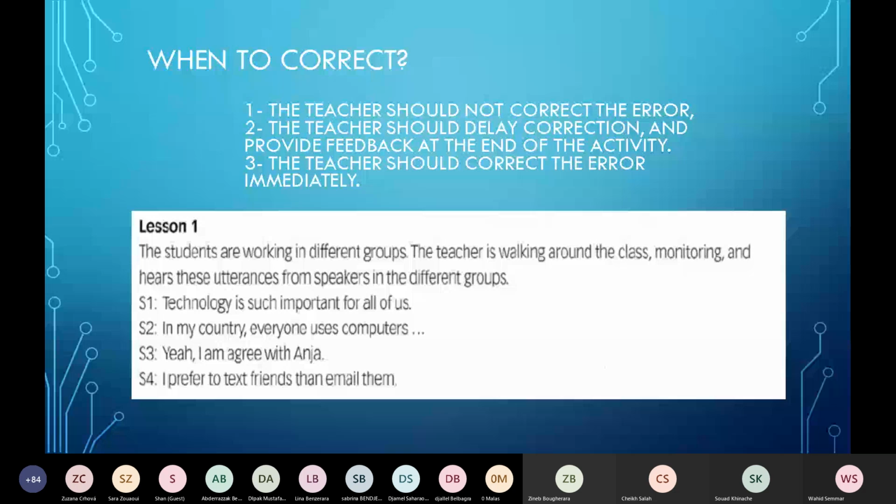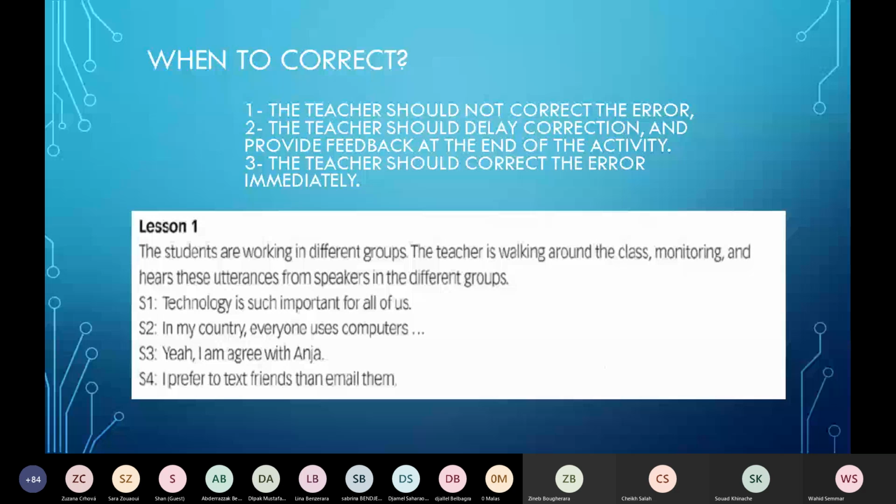No problem. Okay, so I just wanted to see if any one of you wants to share his opinion about when we should correct our students. Maybe we have, let's say, Suad. Yes, Suad.